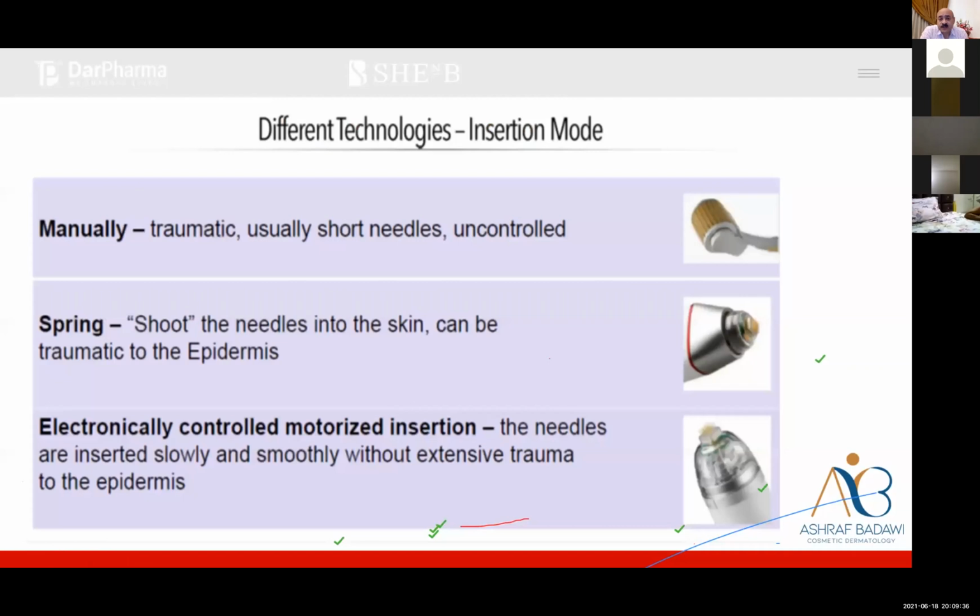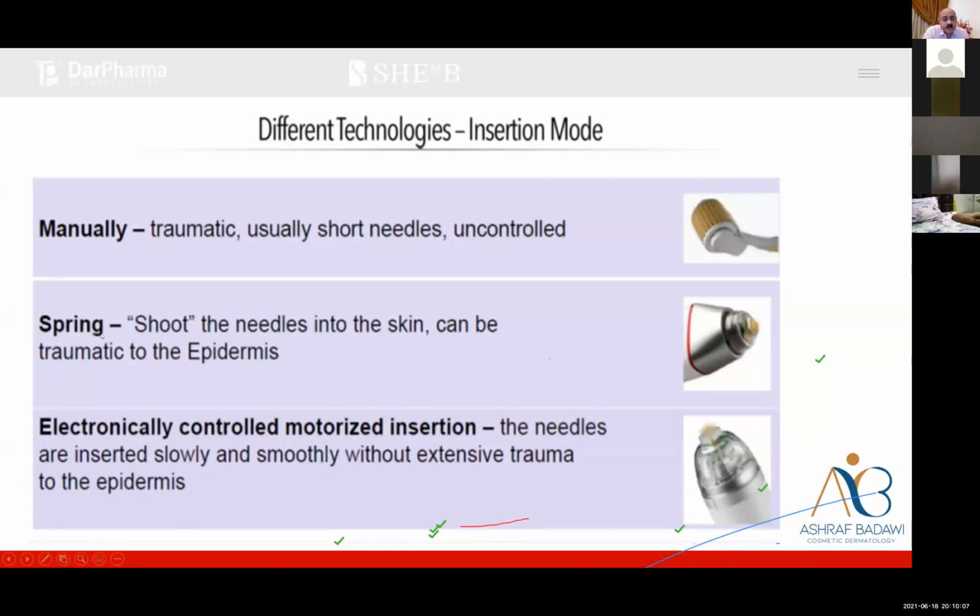Now, another important thing in microneedling radiofrequency devices is the insertion mode. We have manual insertion, which we use with the derma rollers and the mechanical and motorized derma rollers, but they are traumatic, and usually we cannot get more than 2 millimeters of needle length, and it's not very controlled. It depends on the operator's skills and expertise.